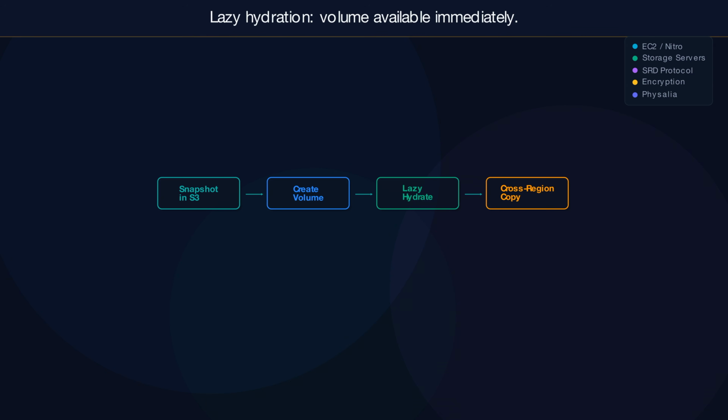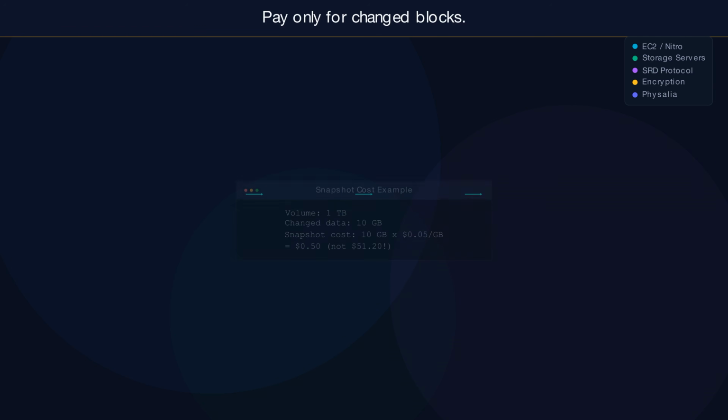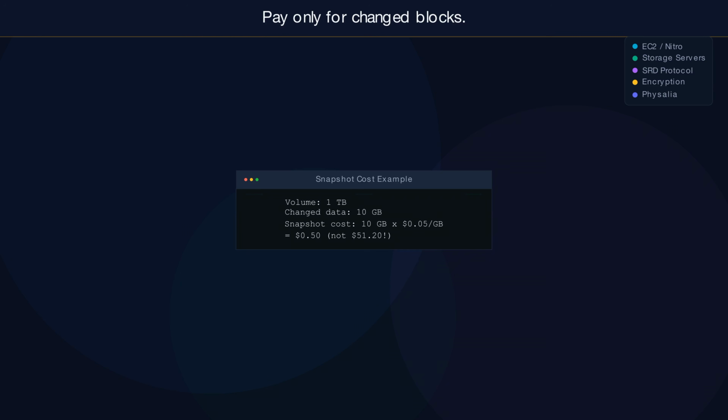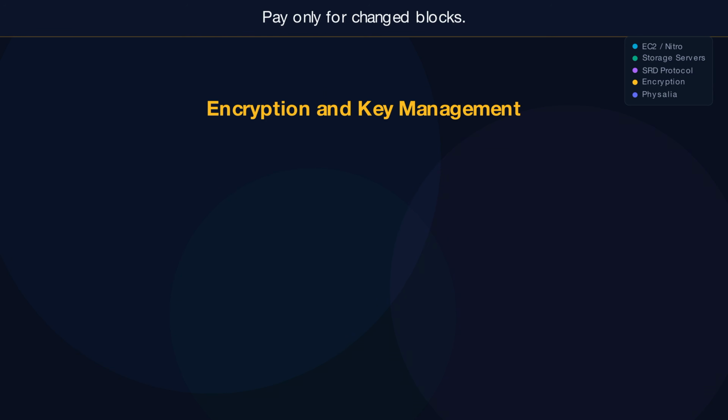You can also copy snapshots across regions for disaster recovery. You only pay for the changed blocks, not the full volume size. A 1 terabyte volume where only 10 gigabytes changed costs you 10 gigabytes of snapshot storage. The EBS Direct APIs let you compare blocks between snapshots programmatically.